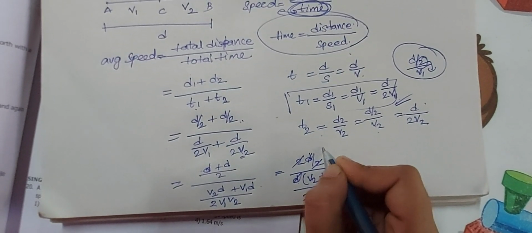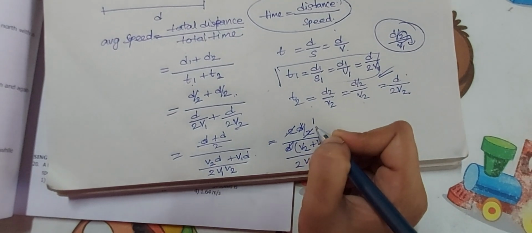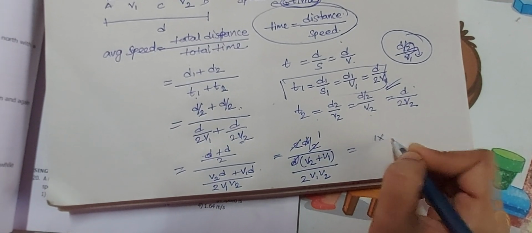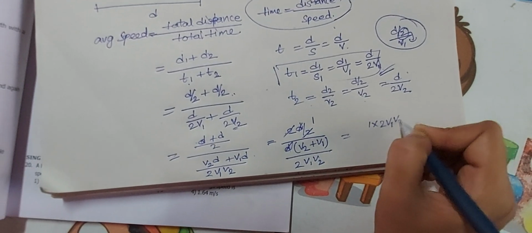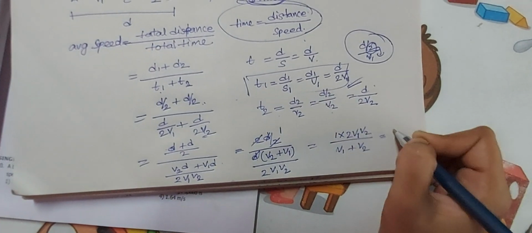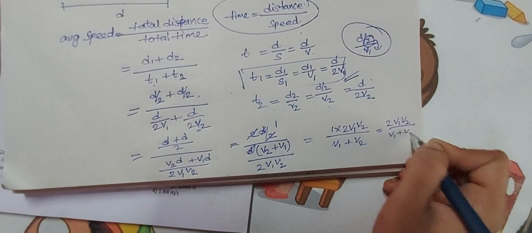What is left in the numerator? It is not left as 0, it is left as 1, because in division we take 1. So now it is 1 into 2V1V2 by V1 plus V2. So finally what we got: 2V1V2 by V1 plus V2.